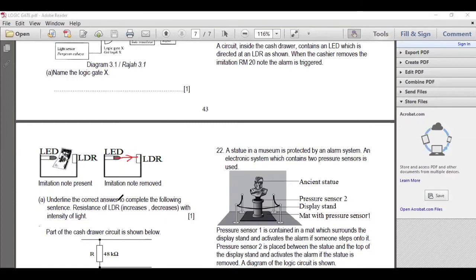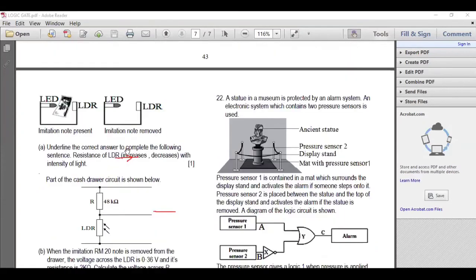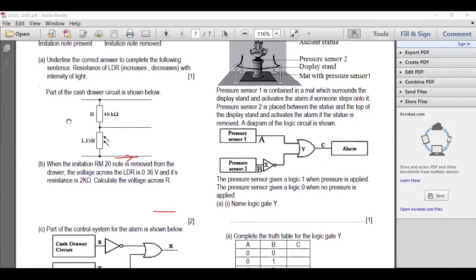Underline the correct answer to complete the following sentence. The resistance of the LDR decreases with intensity of light. Decreases. Okay, next. Part of the cash drawer circuit is shown below. When the imitation $20 note is removed from the drawer, the voltage across the LDR will be 0.36 volt, and the resistance is 2 kilo ohm. They ask what the voltage is here.